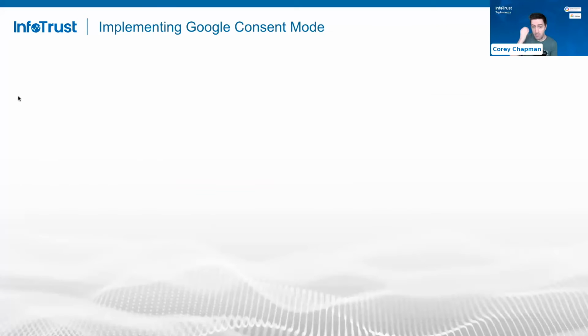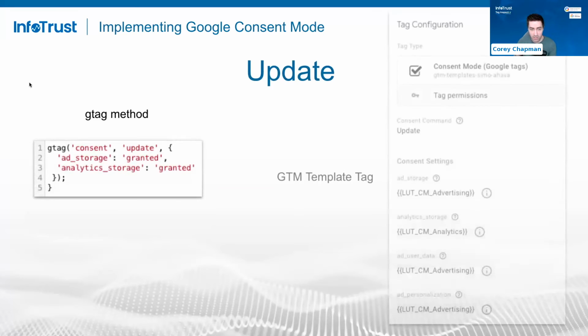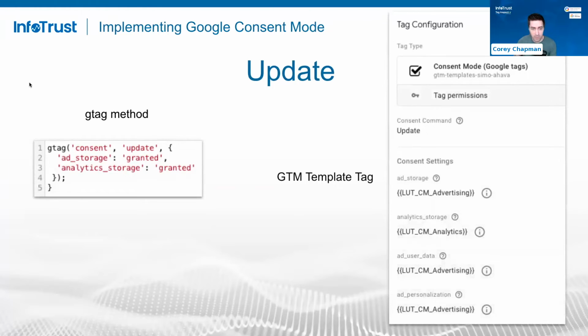The next command that we'll talk about is the update command. Similarly, you can send this update command via gtag, or you can send it through a template tag in GTM. Very similar to what we just saw. You'll notice that they're pretty much identical. The only thing that's really changing is the command that we use. Instead of default, we're using update.